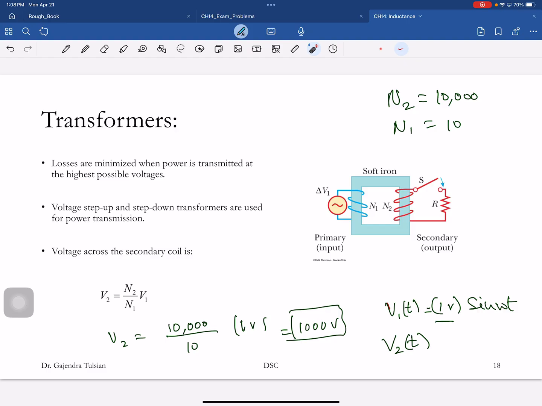All right, so what's going on here is the following. The input power is V times I. And the output power, assuming no frictional losses, is the same. So if you step up the voltage, the current coming out is smaller, 1,000 times smaller. So why do we use these devices?